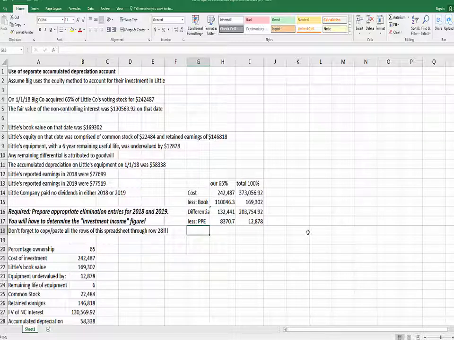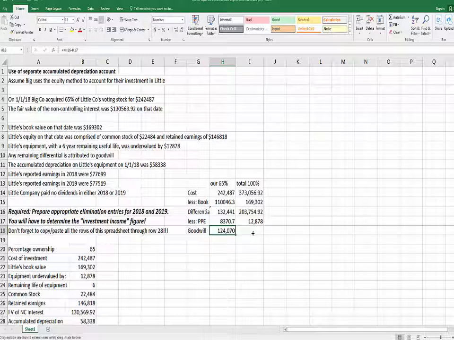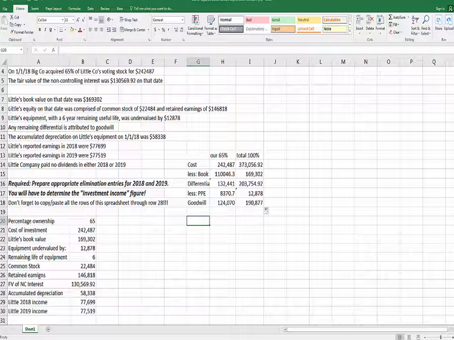Anyway, of the differential, a portion of that has been explained by the undervalued property, plant, equipment. The remainder is going to be our goodwill. Okay, so we have a really sizable chunk of goodwill here. No harm in that, I suppose. Let's go ahead and go through our elimination entries.